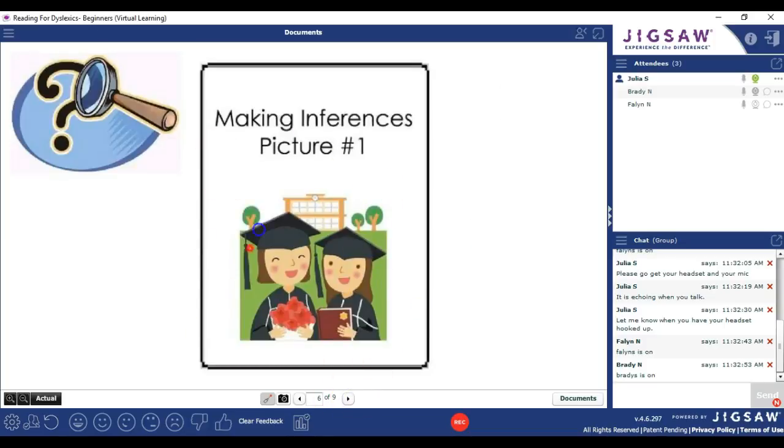What about this one? What do you think's going on here? She graduated. She graduated. Very good. And why do you know that she graduated? What do you see that tells you? Because they have. Go ahead.